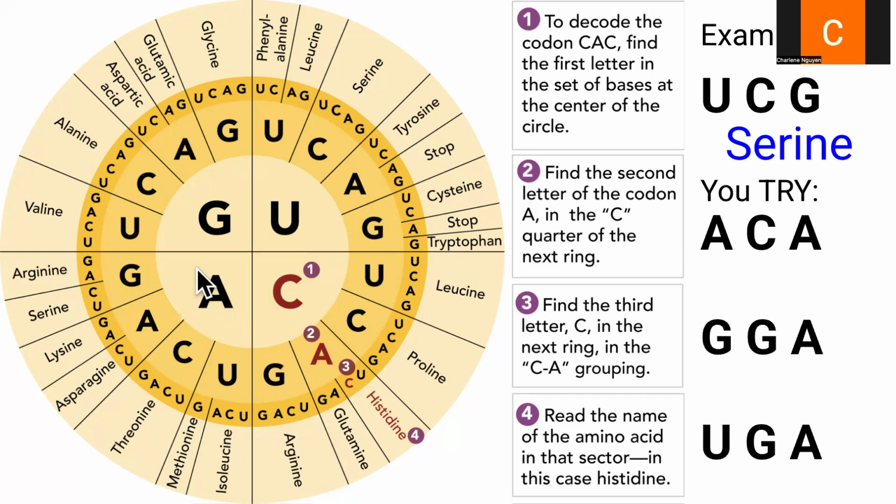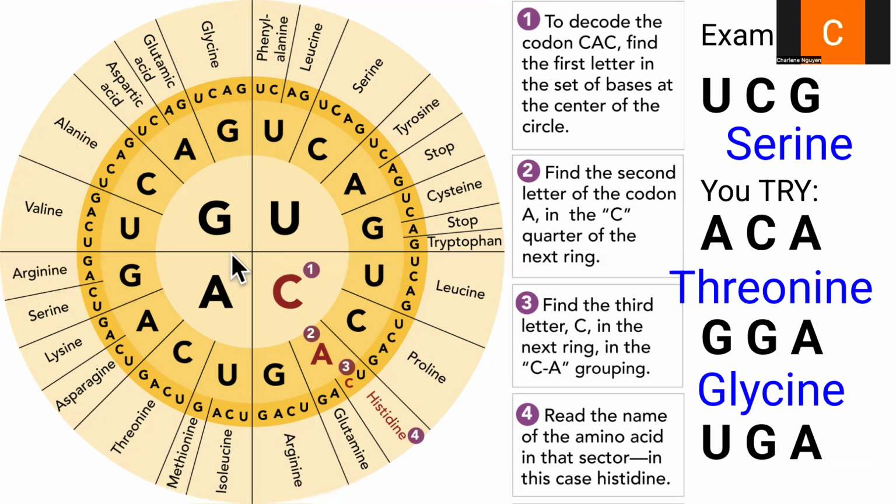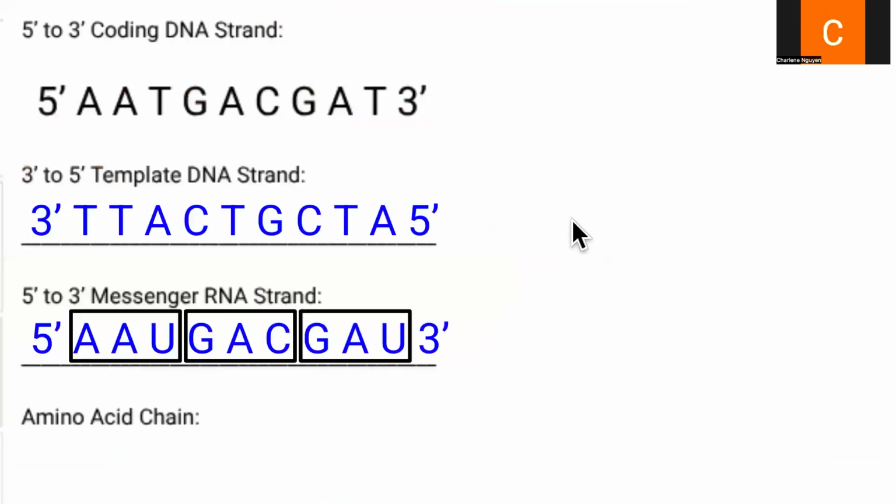ACA. So we start here, we have A, then we go to our second base, which is a C, and then A. So this gives us the amino acid threonine. Then we have GGA. So starting from G, then we go to G here, and then A. So that gives us glycine. And last one, U. Then we reach G, and then A. Oh, stop. So every time you hit stop, it means stop. Translation is over. You do not need to write the word stop.